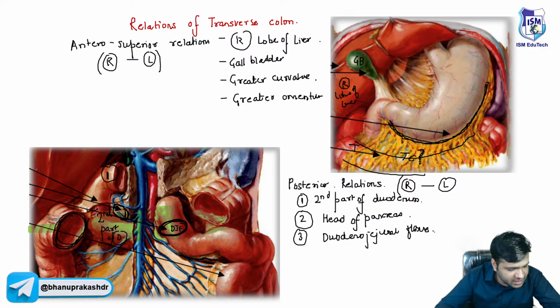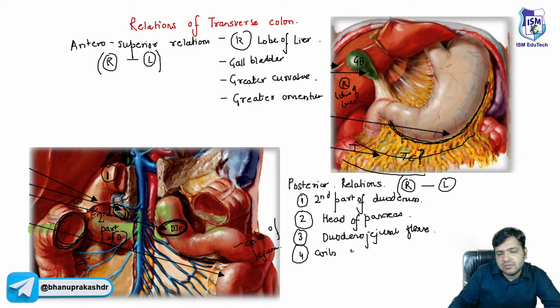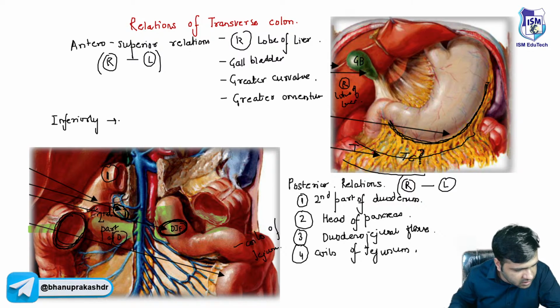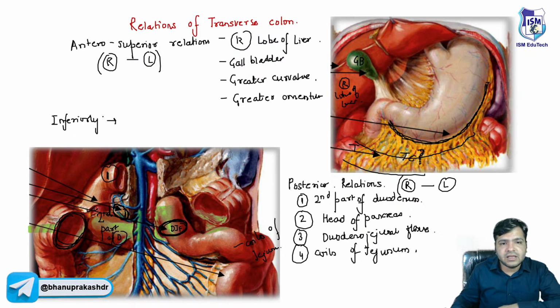हाँ, even you will see the coils of jejunum. You will also see the coils of jejunum, beta. Coils of jejunum also, right? So we have coils of jejunum. And remember, deep relations. And inferiorly, beta, inferiorly also you will get coils of jejunum. Inferiorly also you will encounter coils of jejunum.